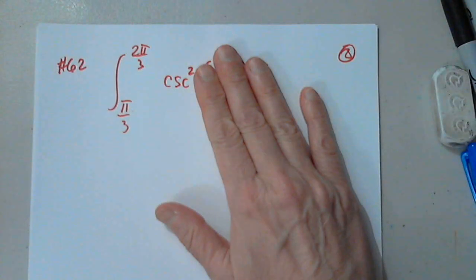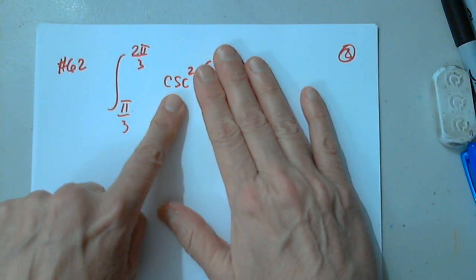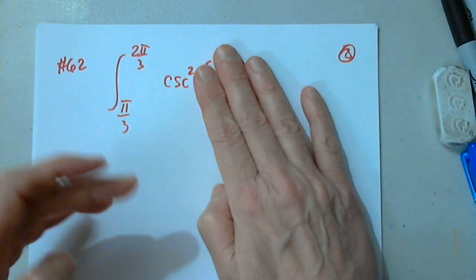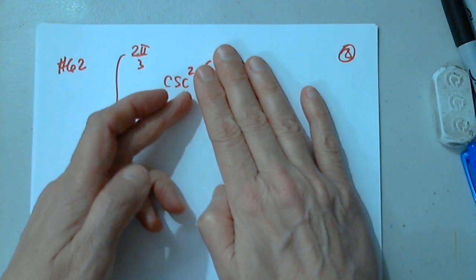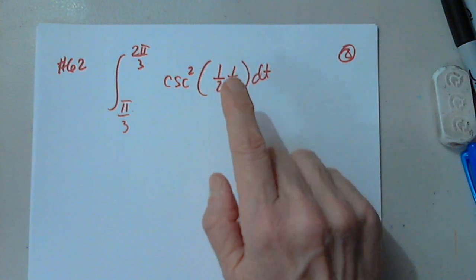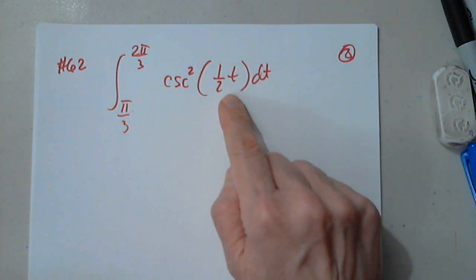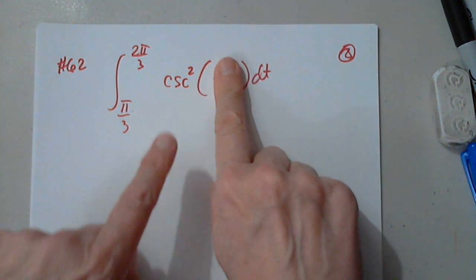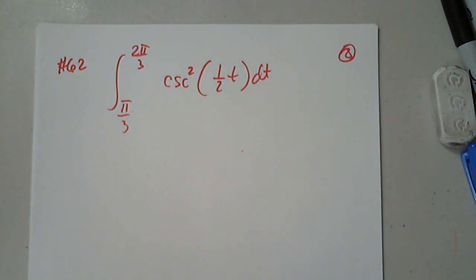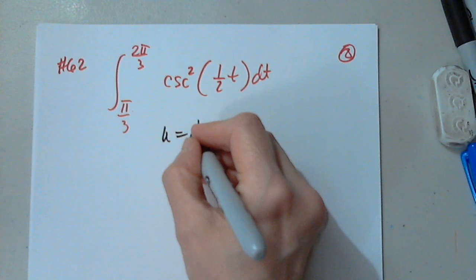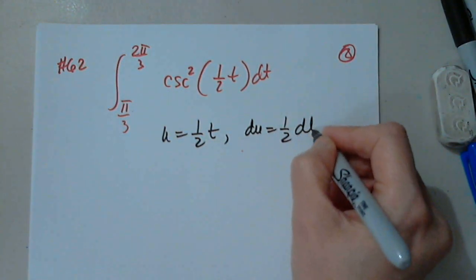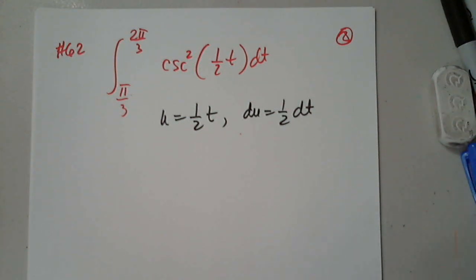So I'm not afraid of cosecant squared because I know that the derivative of cotangent is negative cosecant squared. So I already know where I'm going. But I don't like this: it's a function inside another function. So I'm going to let u be 1/2 t. Well, du is 1/2 dt. No problem.